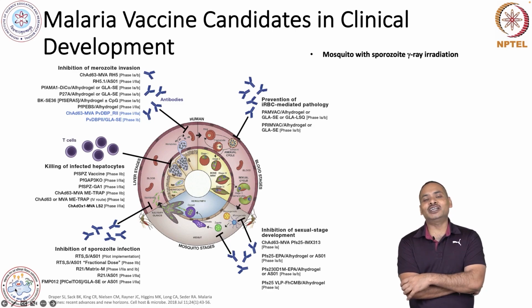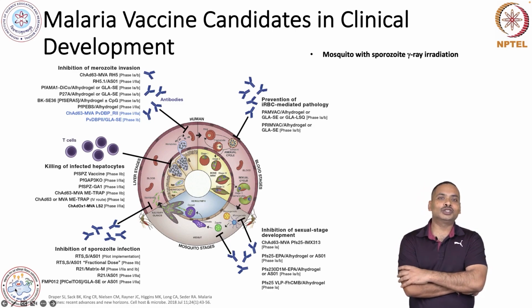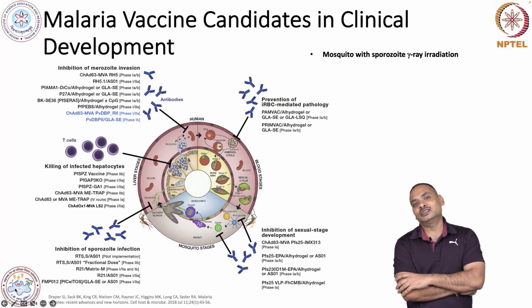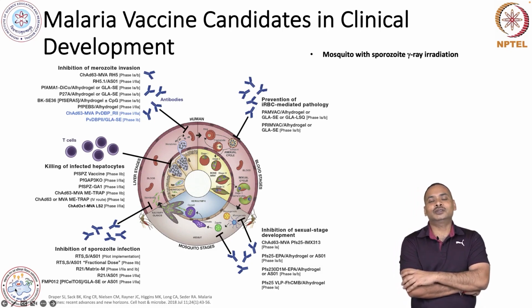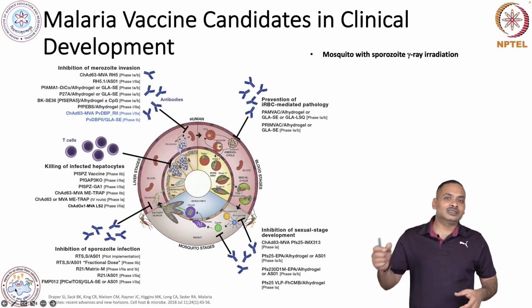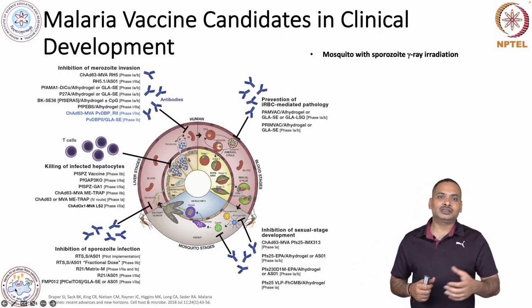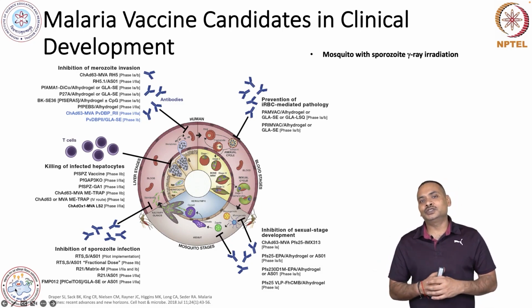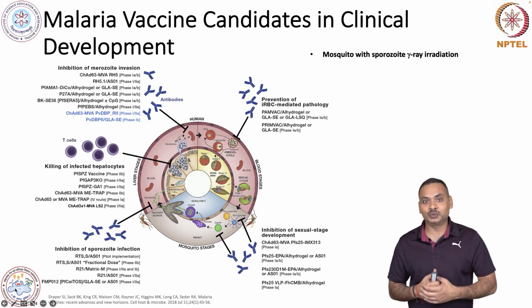What people have tried is they have irradiated the mosquito, the female Anopheles, with sporozoites. They irradiated with gamma rays, and then allowed it to infect the human host. The humans were infected with these sporozoites, and it has been shown that this gives very good protection.